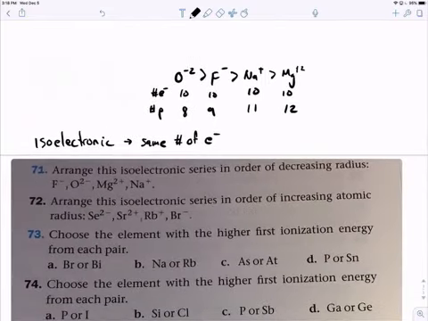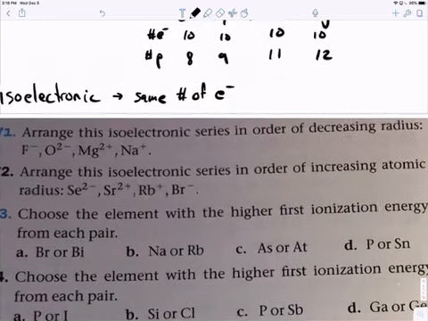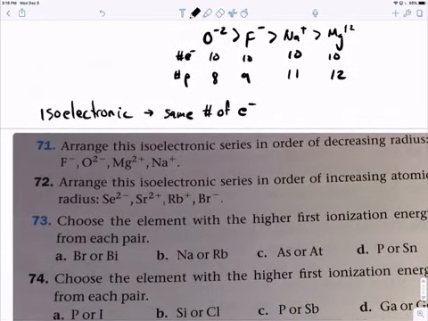So try that for the series selenium, strontium, rubidium, and bromide. And they all have 36 electrons.